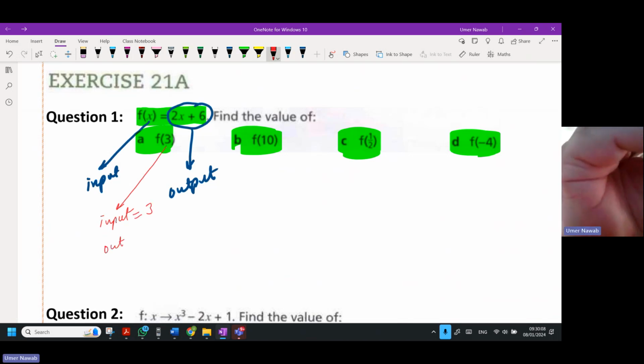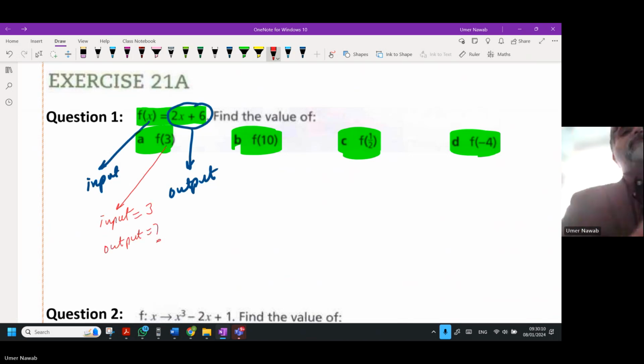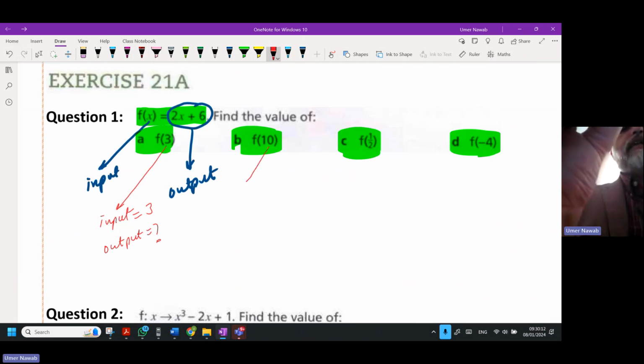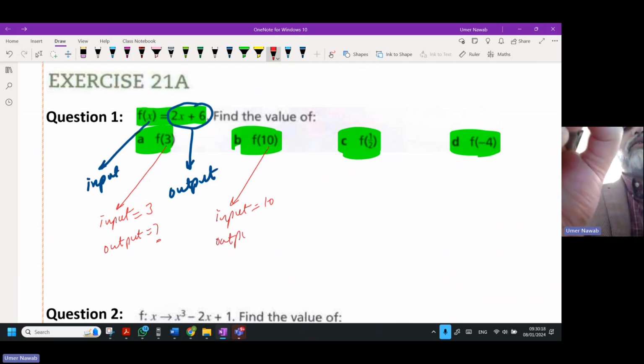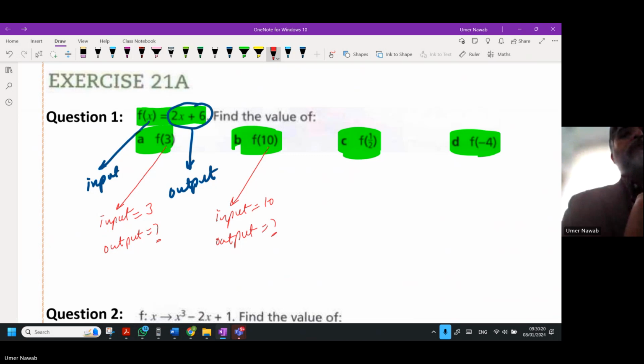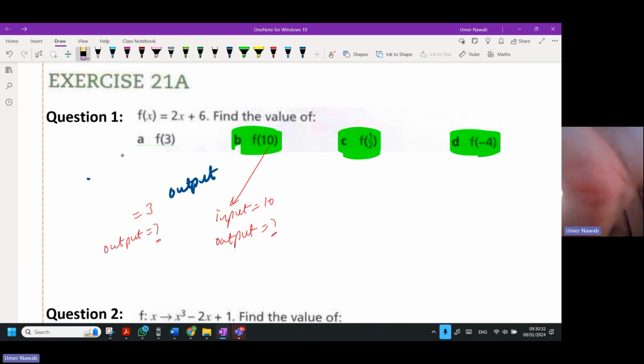And he's asking you, what is your output? In the second case, input is 10. He's asking you, what is your output? Similarly, in C part and D part, inputs are 1 over 2 and minus 4 respectively, and he's asking you what their corresponding outputs are. So let's do these questions.